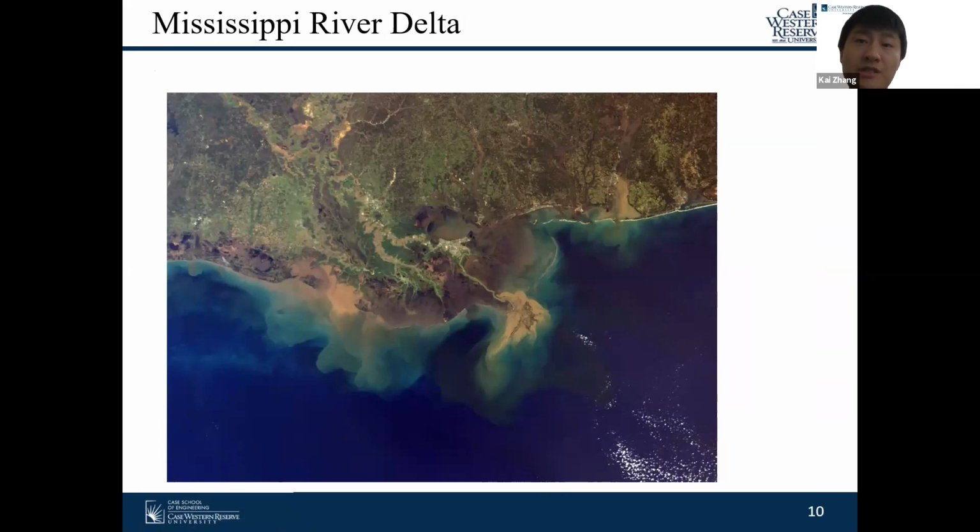The coagulation: we can not only use coagulation to treat water, we can also see the coagulation in the natural environment. For example, the Mississippi River Delta is formed by the coagulation of sands, sediments, soil brought by the Mississippi River, like this.